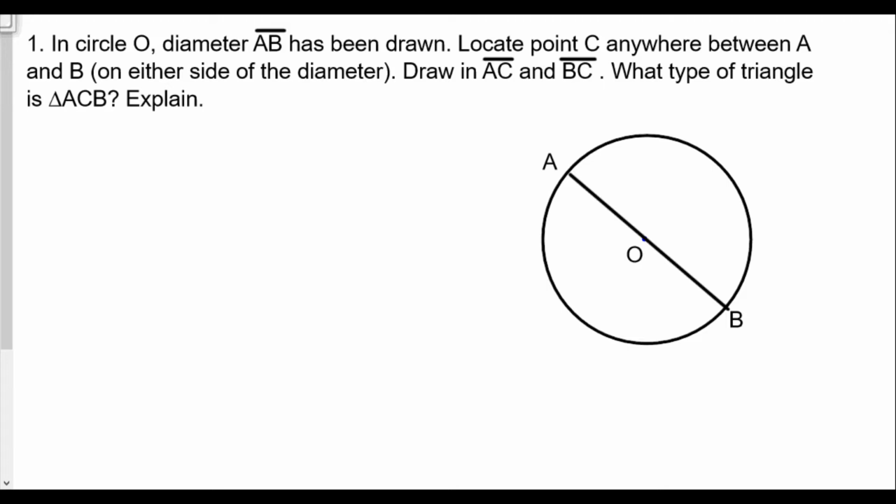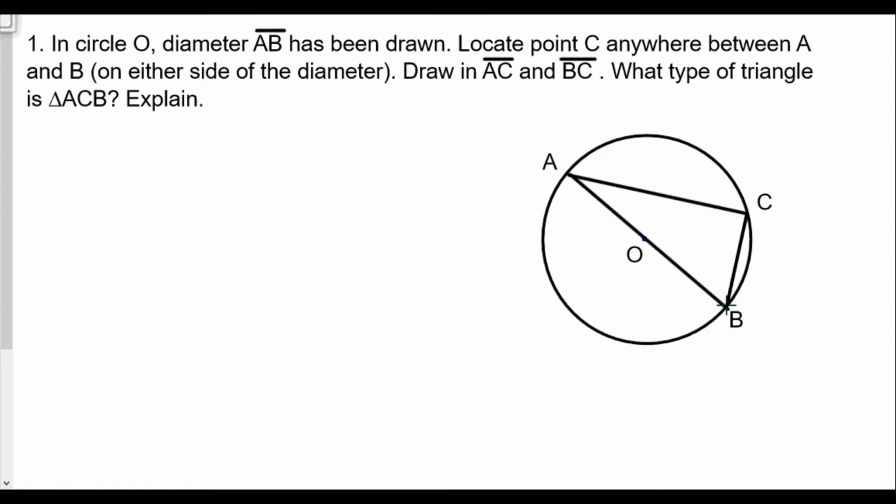So let's go to question number 1. In circle O, diameter AB is drawn. Locate C anywhere between A and B on either side of the diameter, and draw line segment AC and line segment BC. So let's pick a point C, let's make it somewhere over here. It does not matter. And so we're going to connect the line segments in this situation. Okay, here's this segment and here's this segment.